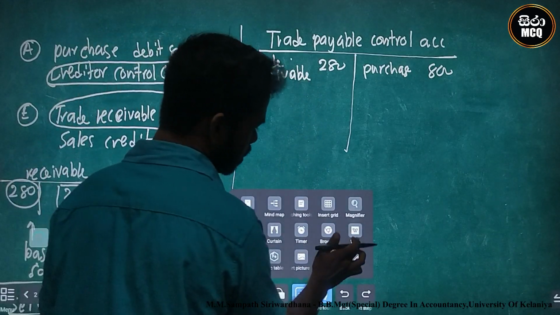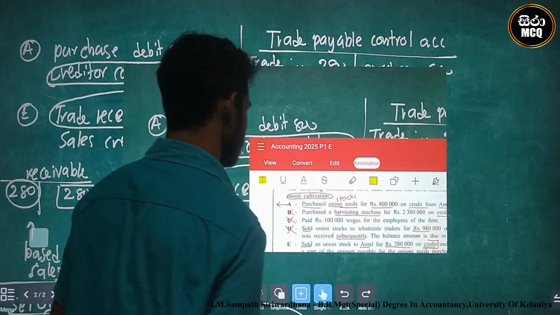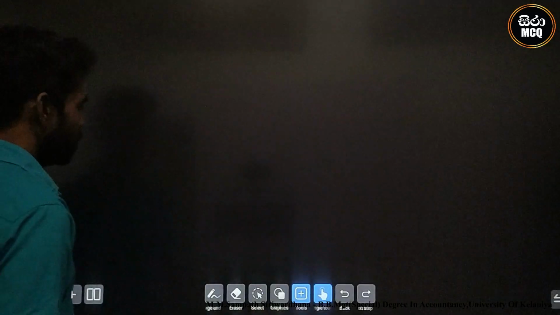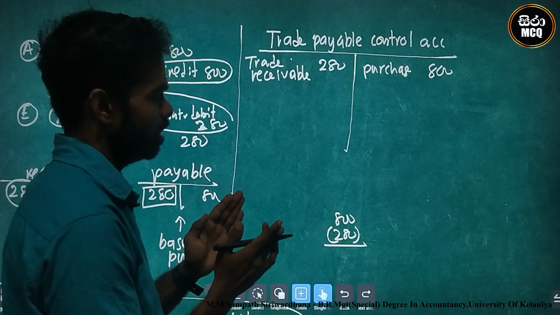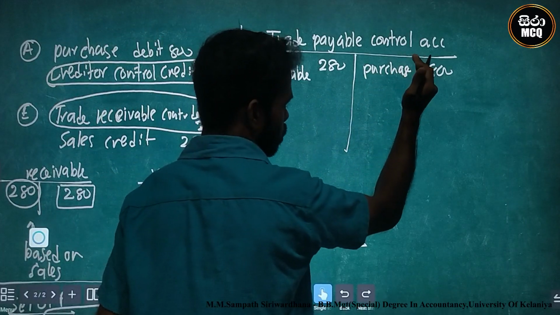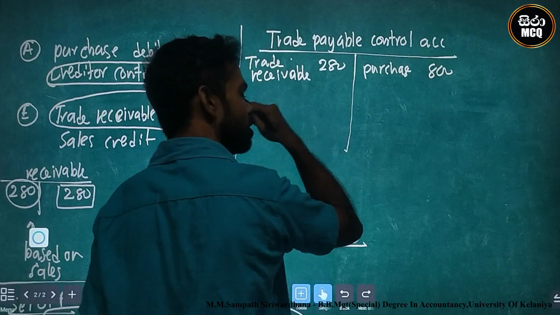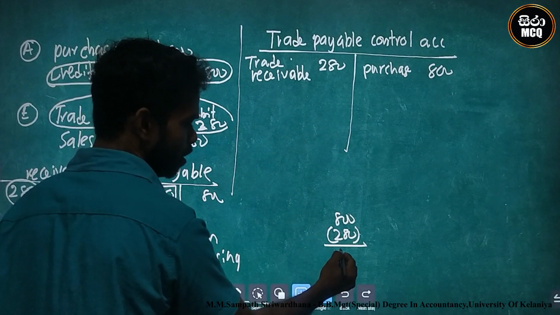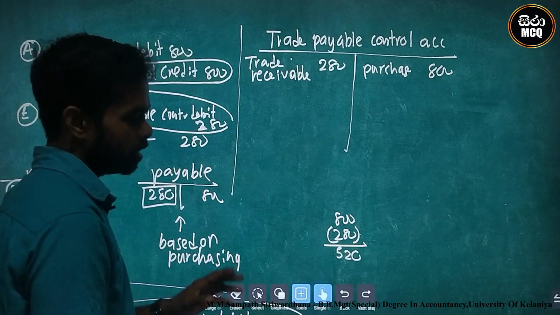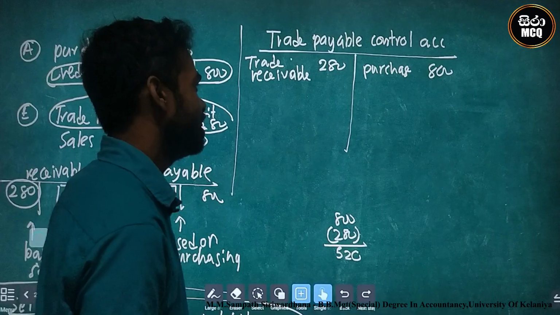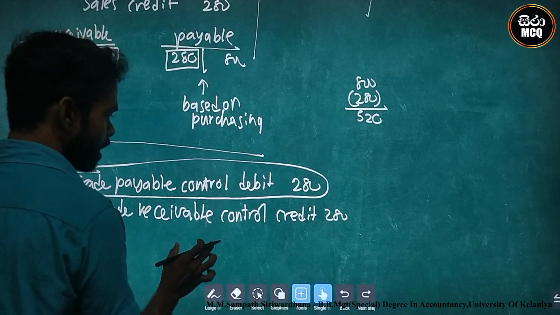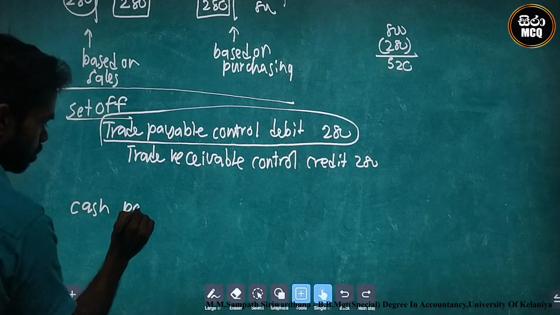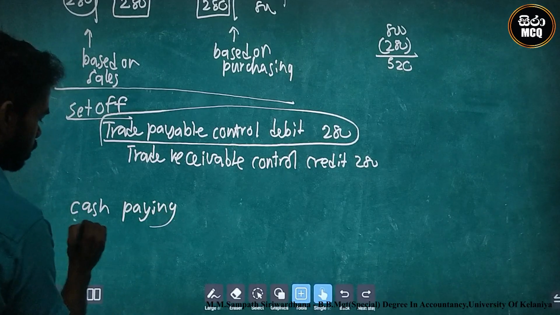The final transaction, they said balance amount. Look here. They paid the balance amount due to Amal. Balance amount: there is a deduction. The total payable is 800. There is a deduction of 280. After that, what is the balance? 800 minus 280, 520 is the balance amount we must pay to Amal. What is the transaction? Cash paying. What's the double entry?